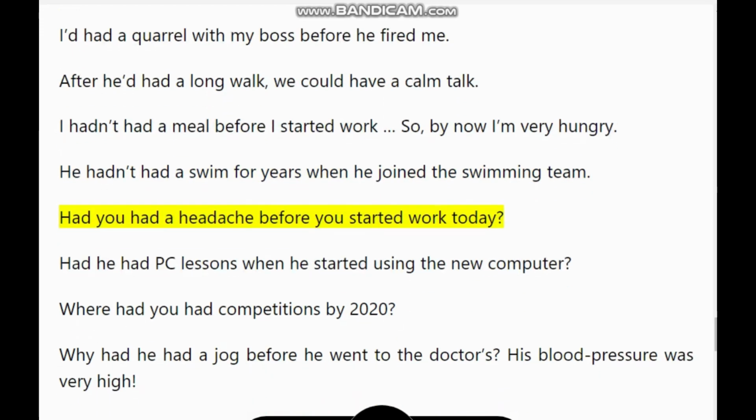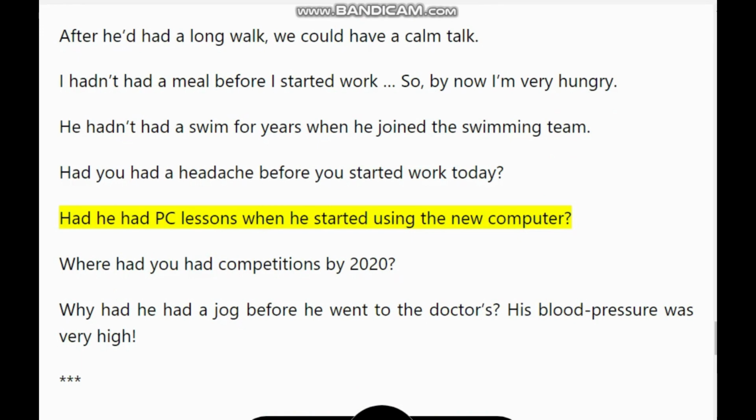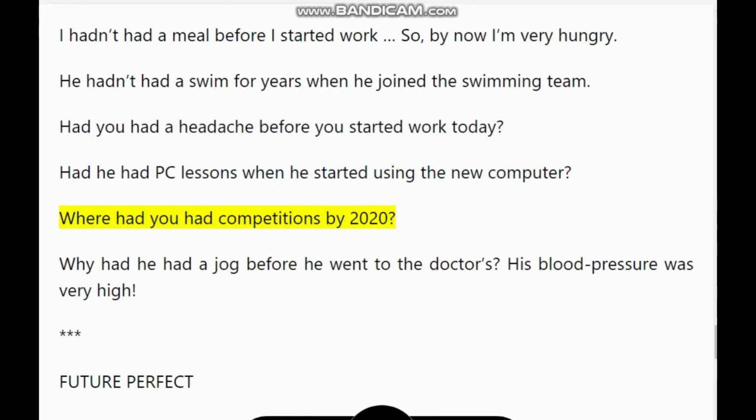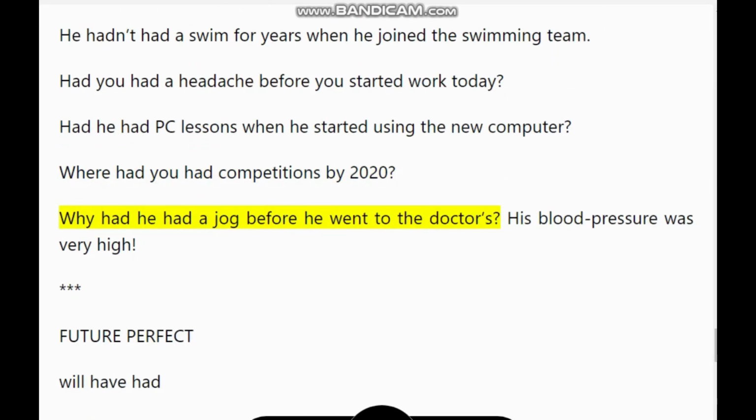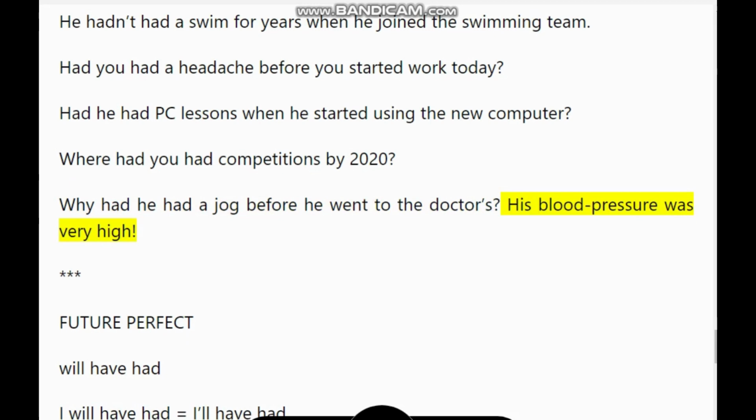Had you had a headache before you started work today? Had he had PC lessons when he started using the new computer? Where had you had competitions by 2020? Why had he had a jog before he went to the doctor's? His blood pressure was very high.